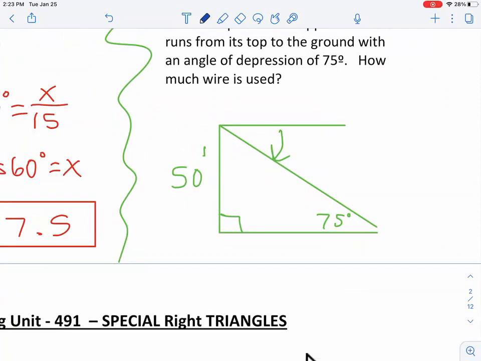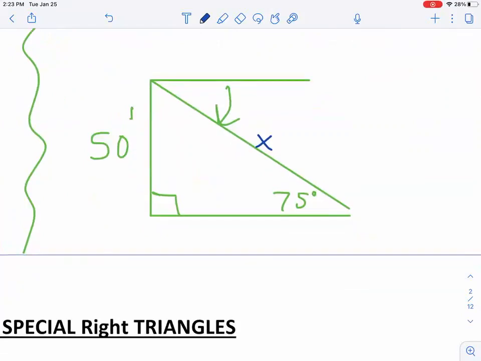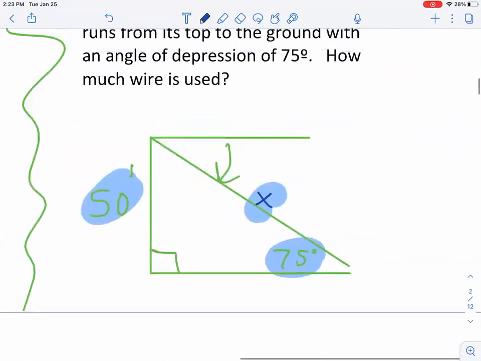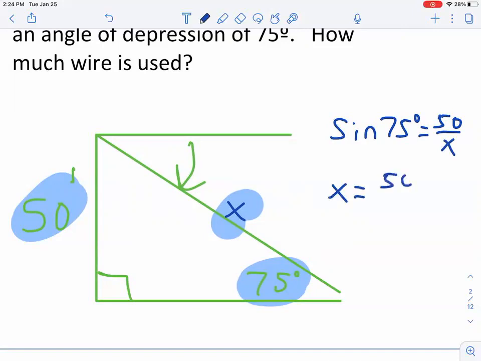All right, now the question is, how much wire is used? Well, the amount of wire, that's the hypotenuse here. And so I have an angle of 75, I have the opposite, which is 50, and the hypotenuse x. So opposite and hypotenuse is the sine. So I would say the sine of 75 equals 50 over x. So x is going to be 50 divided by the sine of 75.